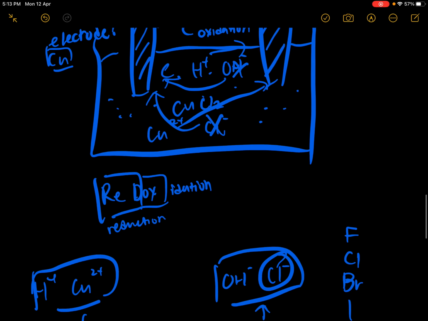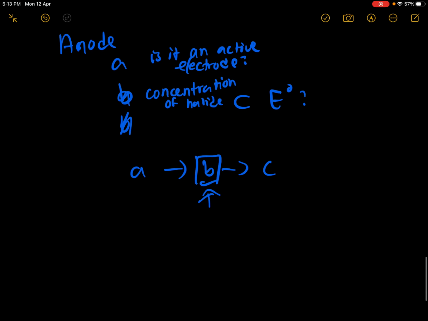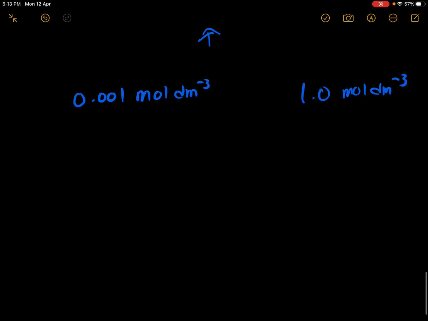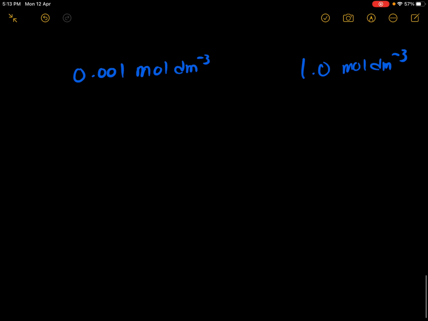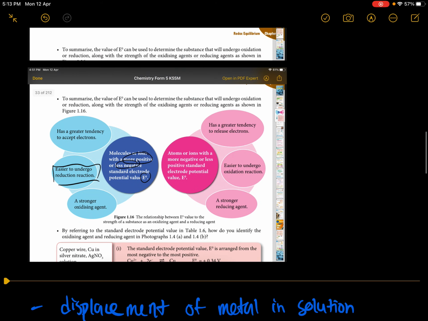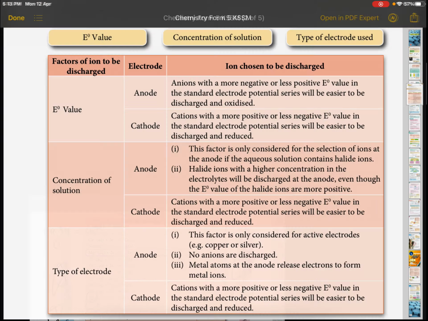So I'm going to show you what happens if it is a low concentration and if it's a high concentration. The unit is mole per dm cube, I think, if I remember correctly. So if the concentration is low, then let's see. I actually marked it down here.